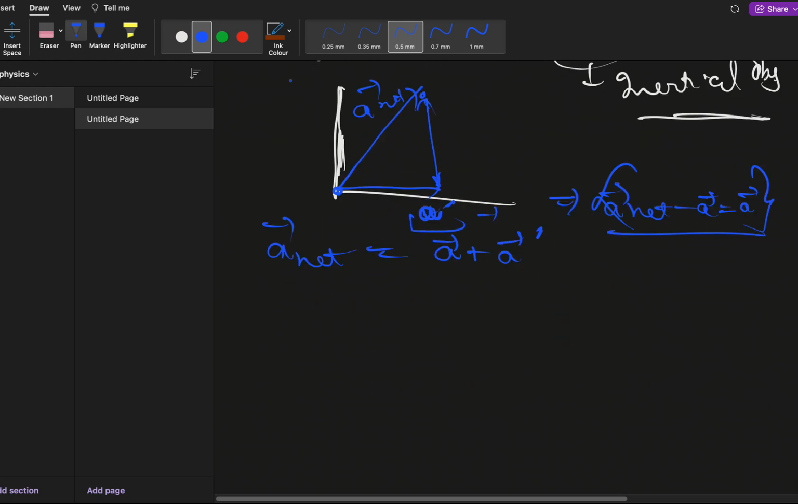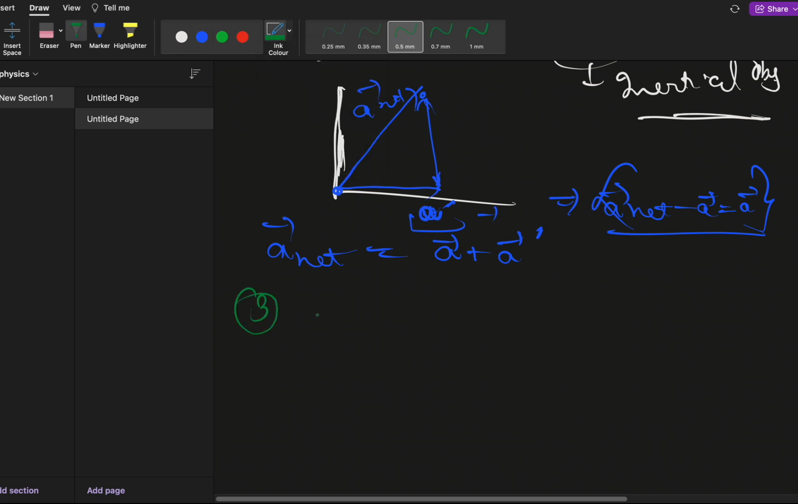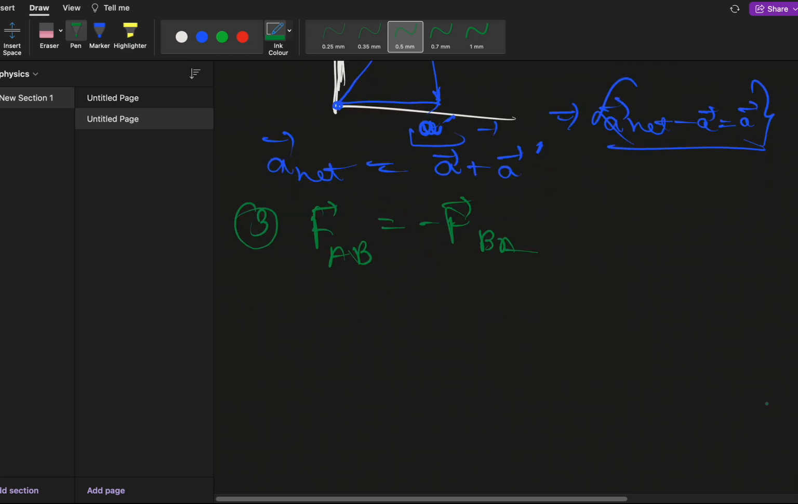Now let us see the third part. Newton's third law basically says that F applied by A on B is equal to negative F applied by B on A. What does this mean? There are two objects here, let us say one is a circle and the other is a square. These two collide, and the force which one applies on the other will be the same.